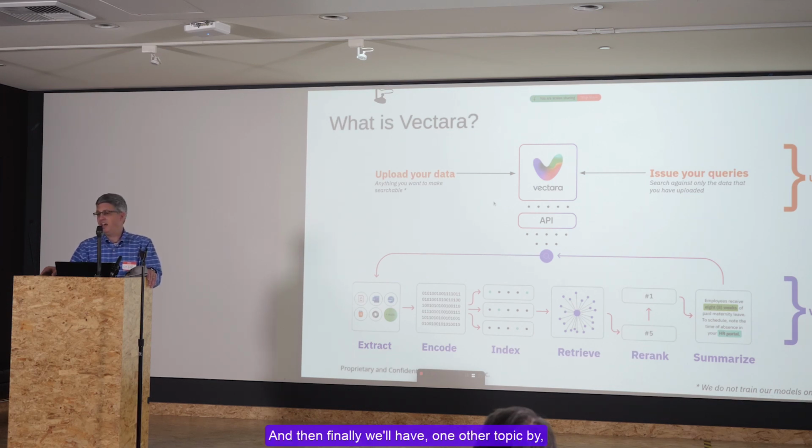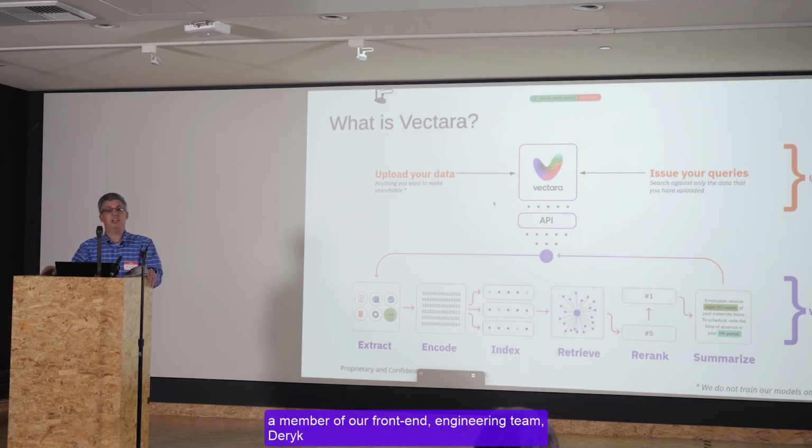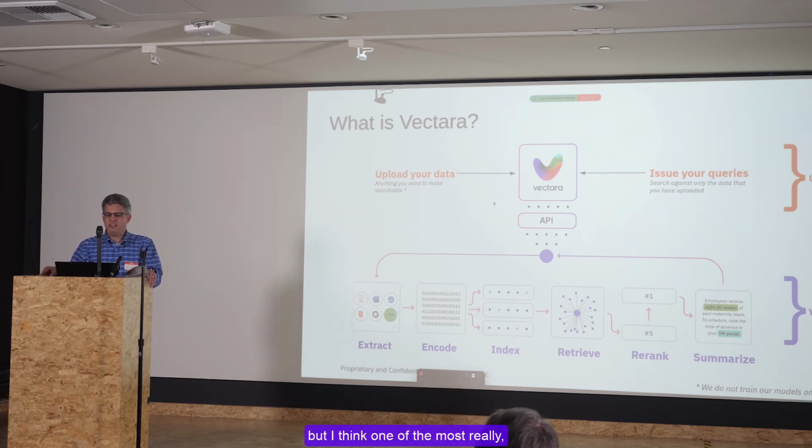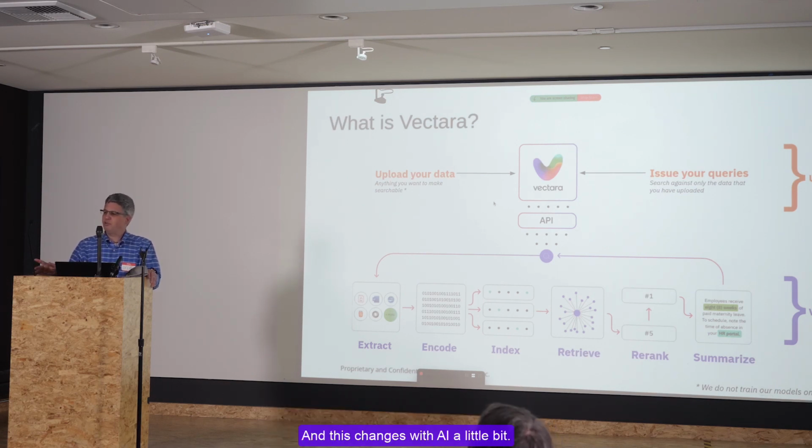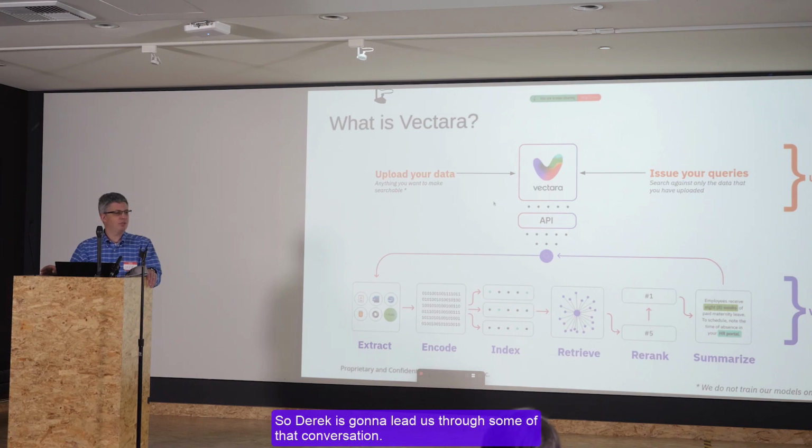And then finally we'll have one other topic by a member of our front-end engineering team, Derek. A lot of people talk about the infrastructure and the models and everything like this. But I think one of the most important things is to get the UI correct. Once you get the result from a RAG pipeline, you want to show it to the user in a way that makes it easy to use and makes them want to use the application more. And this changes with AI a little bit. So Derek is going to lead us through some of that conversation.